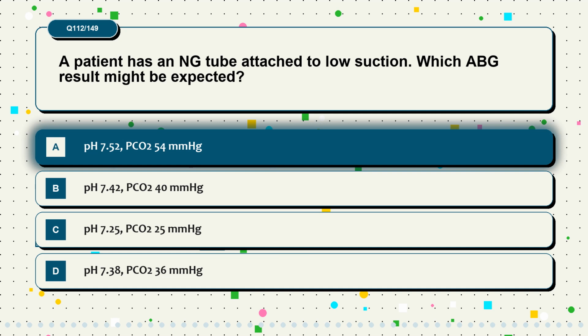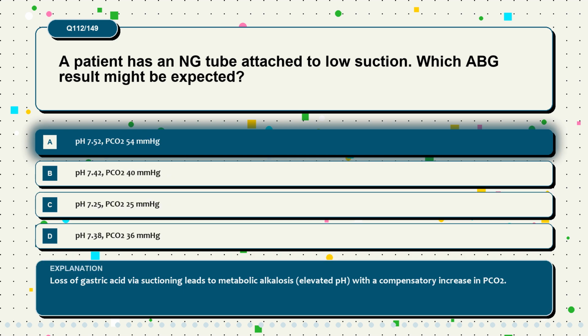The correct answer is option A. pH 7.52, PCO2 54 mmHg. Loss of gastric acid via suctioning leads to metabolic alkalosis, elevated pH with a compensatory increase in PCO2.